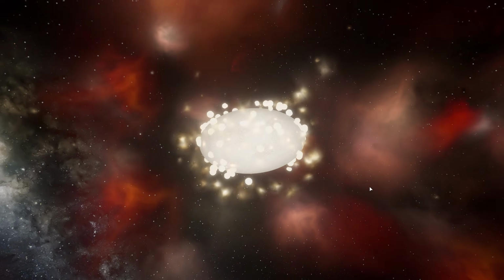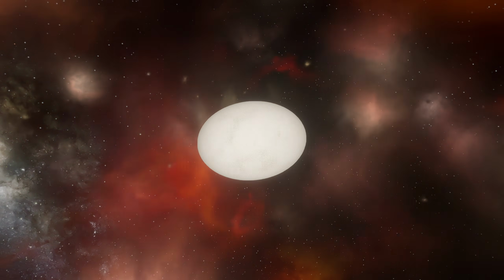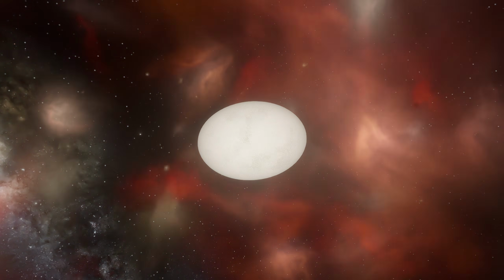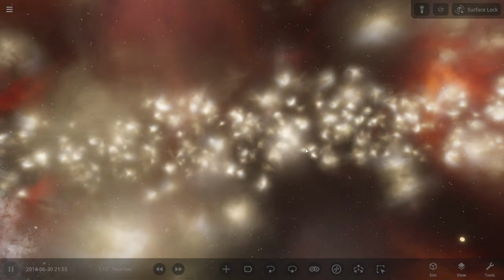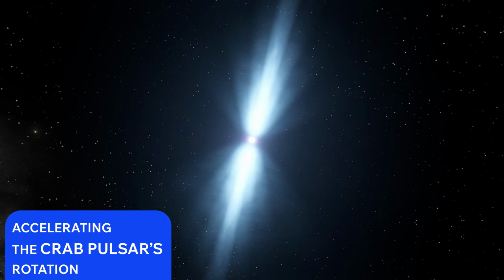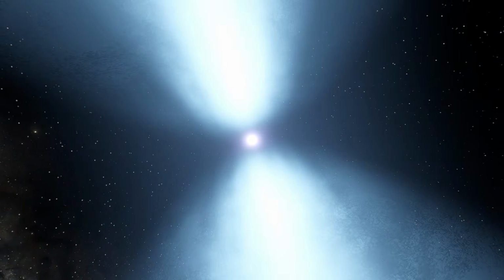How long can this go on if I speed up time? After a while, everything actually stabilized, as it turns out. Well, now a day on the sun will be 15 minutes. And because of that, the sun was immediately torn to shreds. Now let's check the Crab Pulsar, a star that's already spinning at an enormous speed around its axis.